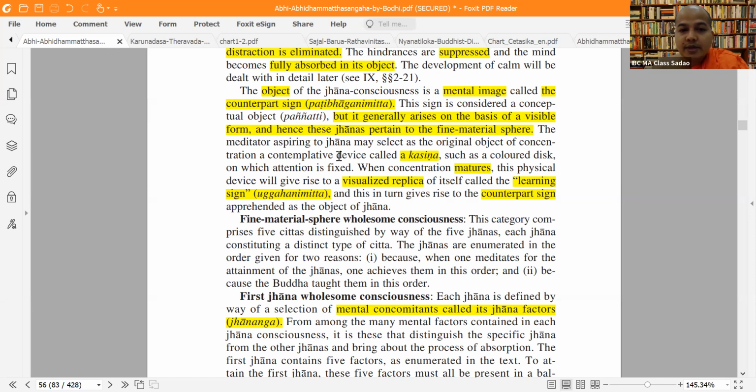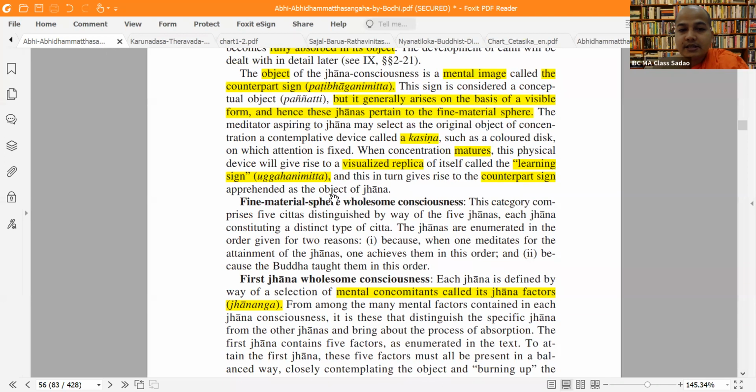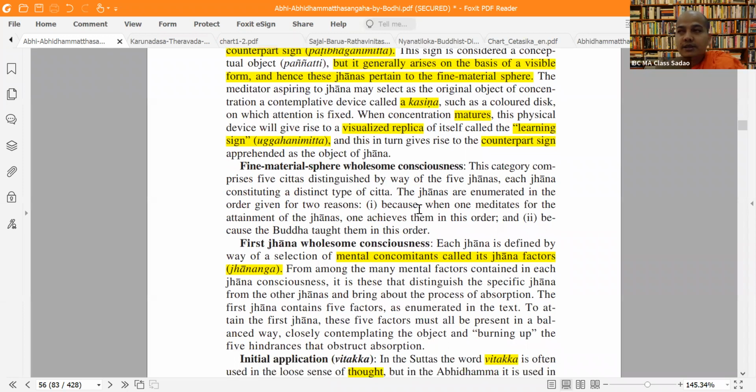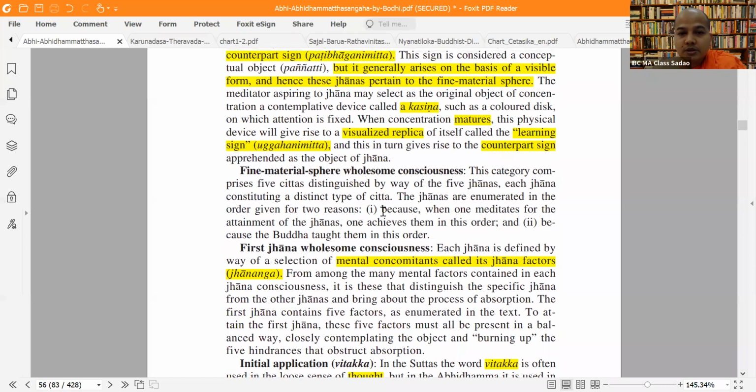The meditator aspiring to jhana may select as the original object of concentration a contemplative device called a kasina, such as a colored disc on which attention is fixed. When concentration matures, this physical device will give rise to a visualized replica of itself called the learning sign, Uggaha Nimitta. And this in turn gives rise to the counterpart sign apprehended as the object of jhana. So the first stage is called Uggaha Nimitta, the visual replica, which will then become the counterpart sign.